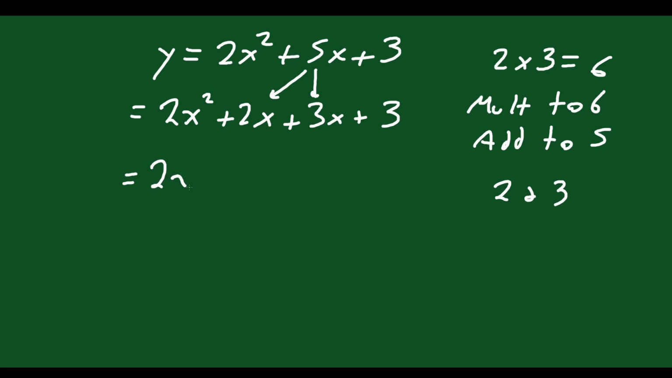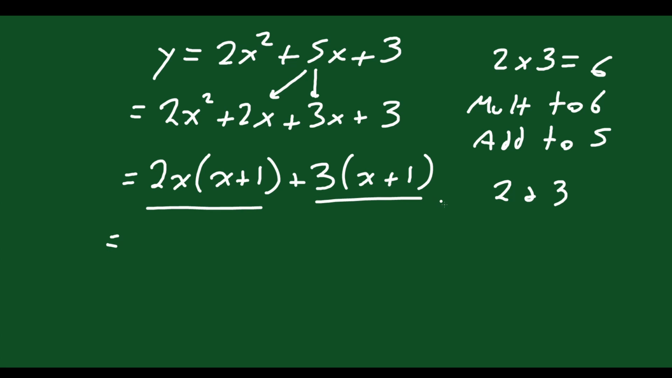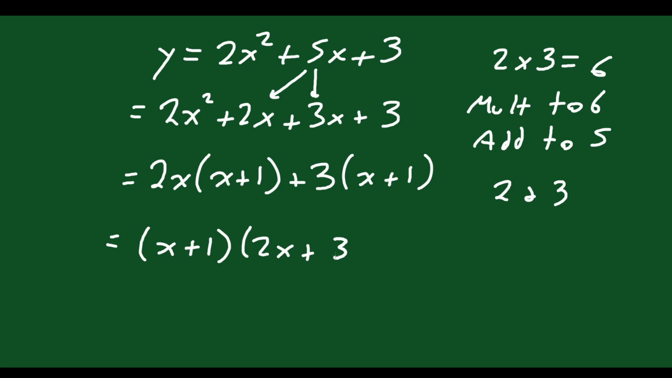I can factor out a 2x. I'll be left with x plus 1. Factor the second two. Take out a 3. Be left with x plus 1. I now have two terms, and I can factor out an x plus 1 from each term. So x plus 1, and I'm going to be left with the 2x plus the 3. This is now factored form.